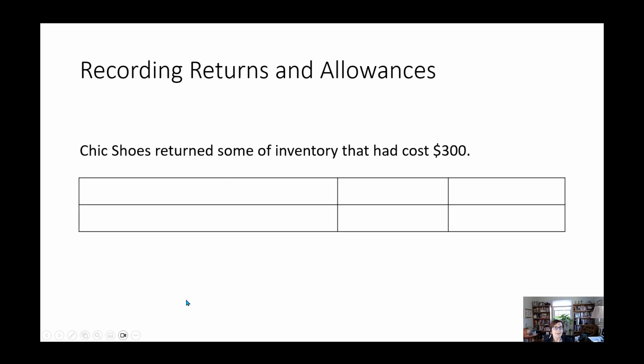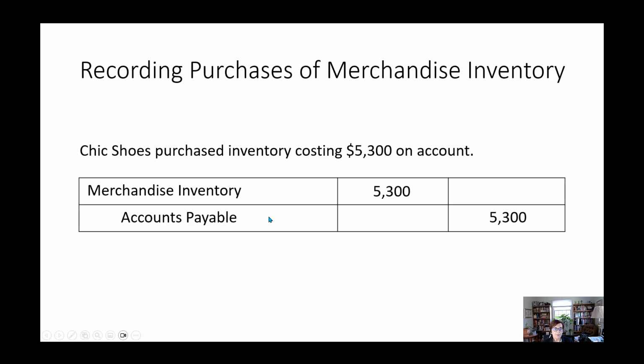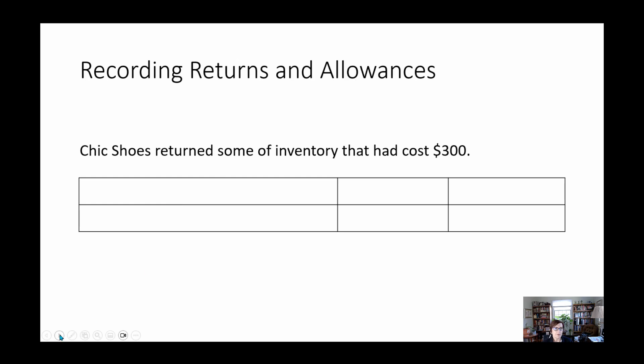All right, so let's say now that Chic Shoes finds out that some of the inventory that it bought was defective and it returns the inventory. When a buyer returns the inventory, all they have to do is reverse this entry. So we're going to debit accounts payable because we don't owe the money anymore. So our accounts payable is going to go down. And we're going to credit merchandise inventory because we don't have the inventory anymore. So our inventory is going down.